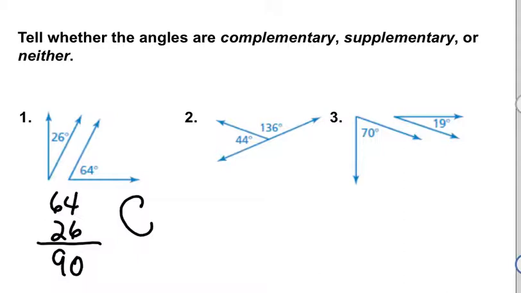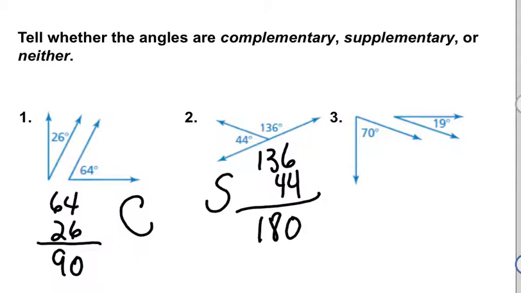Number 2, 136 and 44 degrees. Are they complementary, supplementary, or neither? Well, I can rule one of them out real quick, can't I? There's no way it's complementary. One of the angles is greater than the sum it's supposed to be for complementary. So now I've only got a 50-50 chance here to get it right. 1, 2, 3. Showdown. Okay, what is 136 plus 44? 180. So doesn't that make it supplementary?